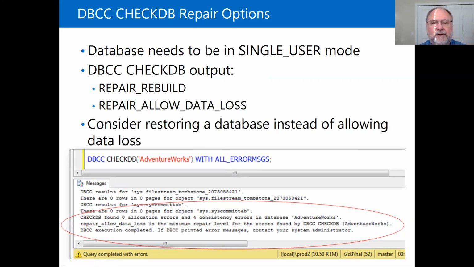And then the thing that makes your heart just stop: repair_allow_data_loss is the minimum repair level. Meaning, if you are going to rely on CheckDB to repair your data loss, you are going to lose data, period. This is the point at which you would better hope you have a backup that is known good, and you can then restore from that using the methods I showed you on, what was it, Tuesday, doing a RESTORE DATABASE PAGE equals, quote, the name of the page.